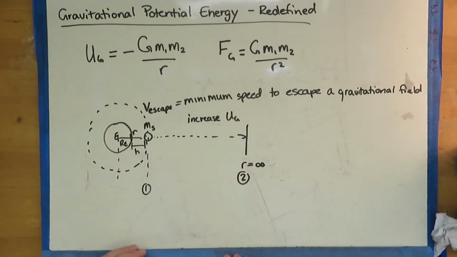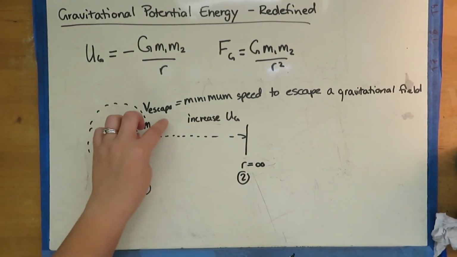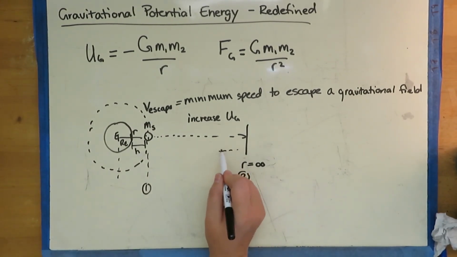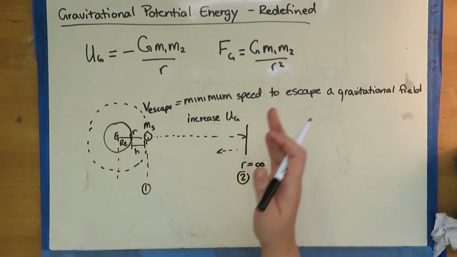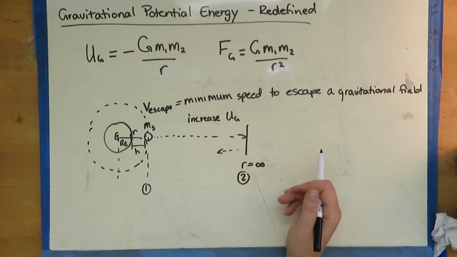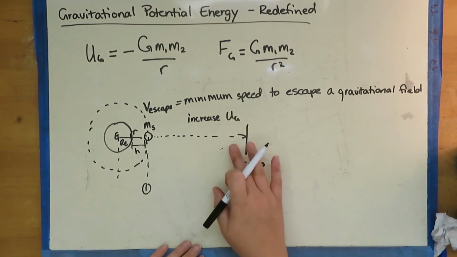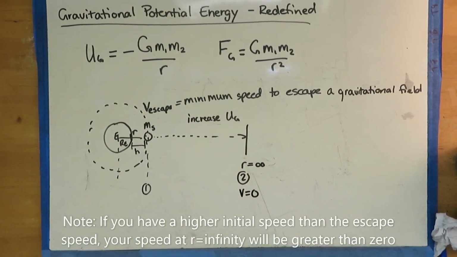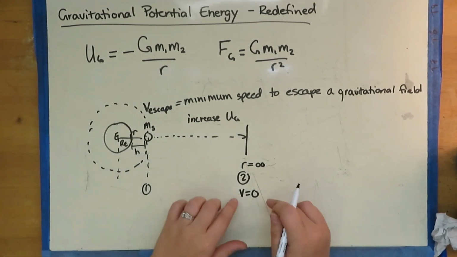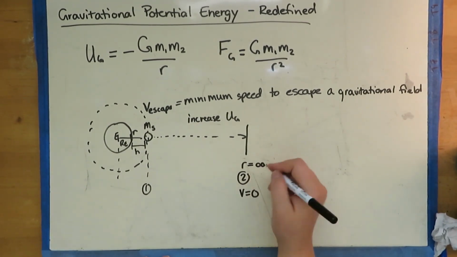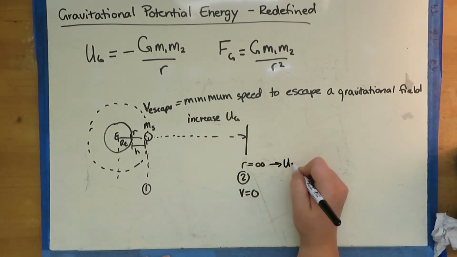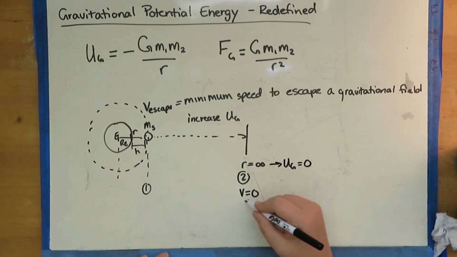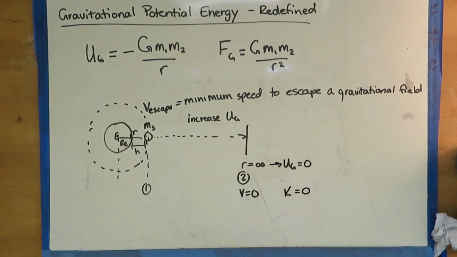Well, if it's the minimum speed to escape, if I have even 1 meter per second smaller speed than that, basically I would start falling back to Earth. So if I don't have enough speed, I'll fall back. That means that I want to reach r equals infinity with a speed equal to 0. This is my huge assumption for doing an escape speed type problem. So I'm going to assume that my kinetic energy is equal to 0. When I'm at a radius of infinity, my gravitational potential energy is equal to 0. If I'm at a speed of 0, my kinetic energy is equal to 0.